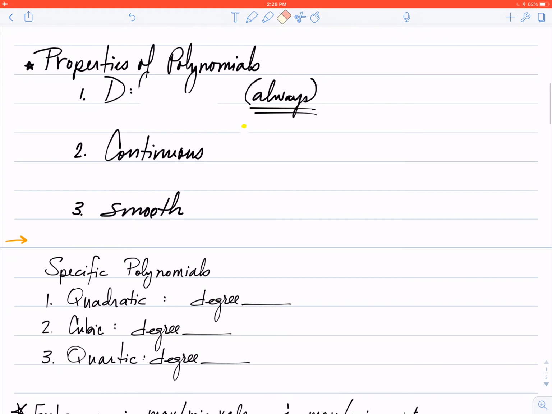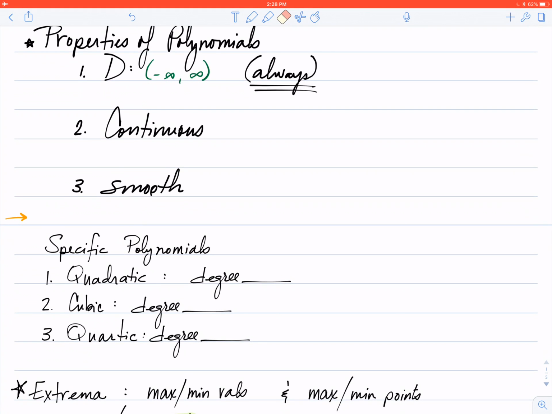Some properties of polynomials. Polynomials are always going to have a domain of all real numbers, negative infinity to positive infinity. Polynomials are also always going to be continuous. Continuous just simply means that you can draw the whole entire thing without ever lifting your pencil.